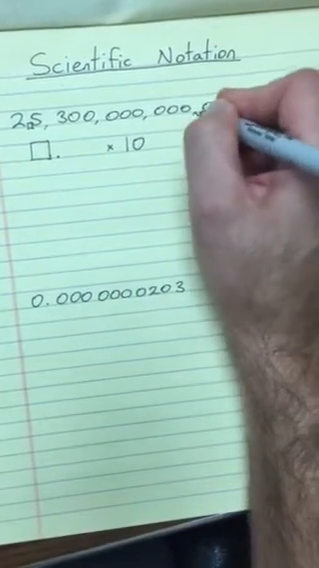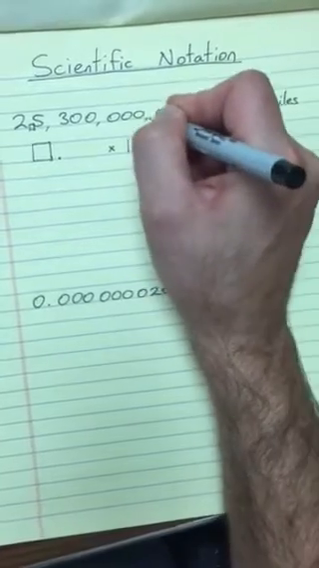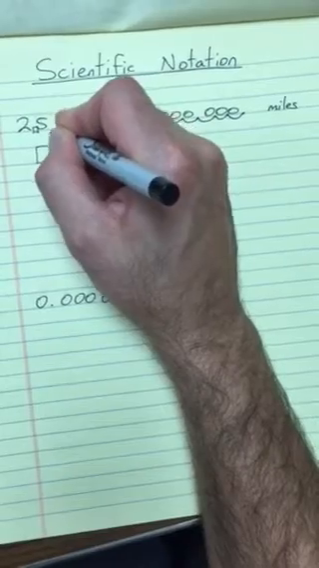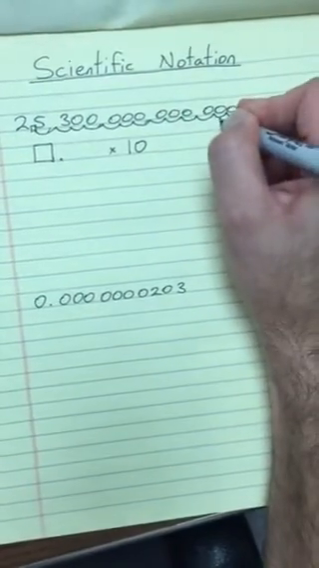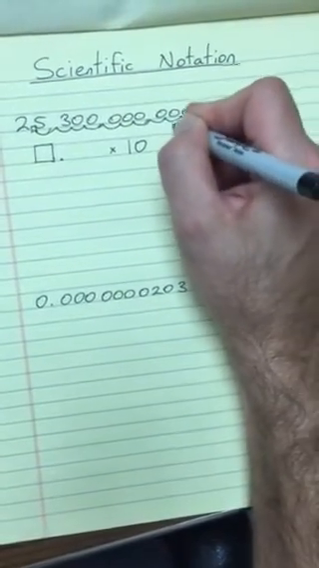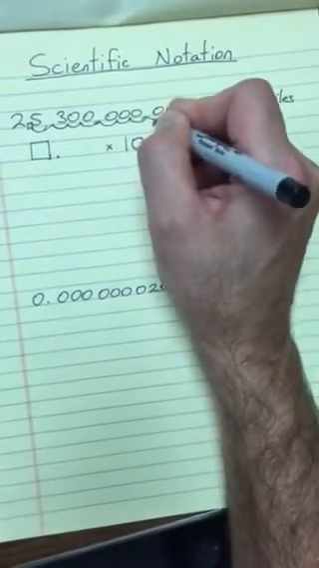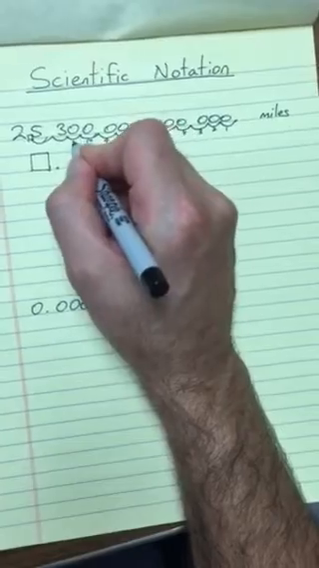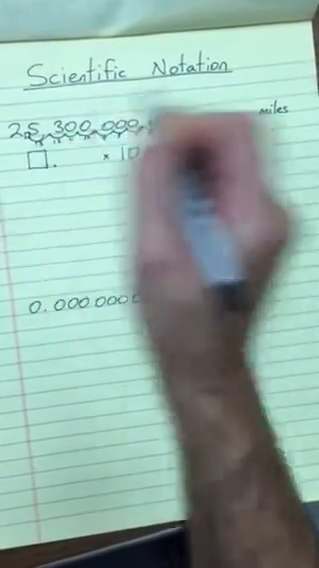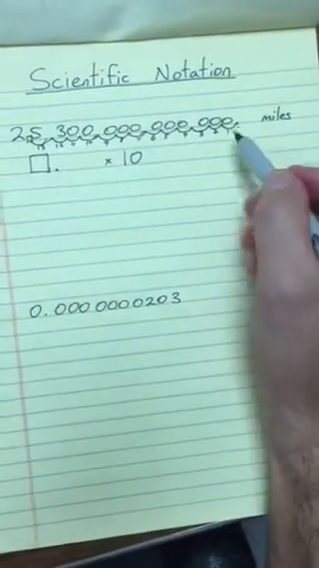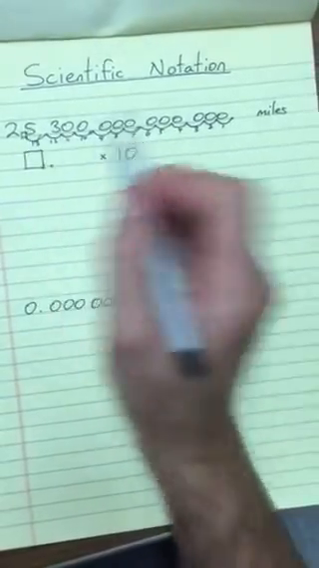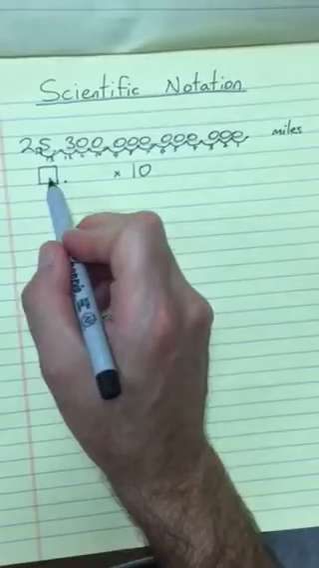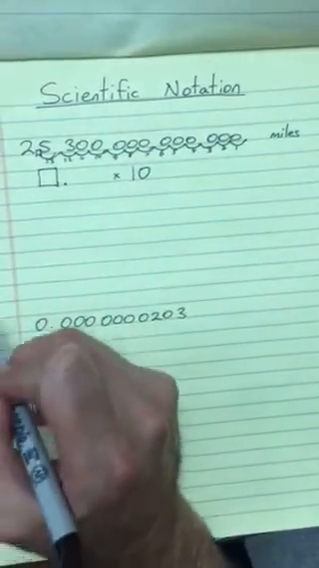I'm just going to do all my scoops. There's lots of them. And then I'm going to number them down here. 1, 2, 3 scoops. 4, 5, 6, 7, 8, 9, 10, 11, 12, 13 scoops. So I moved that decimal 13 times to the left. We're going to use that number 13 in just a moment.